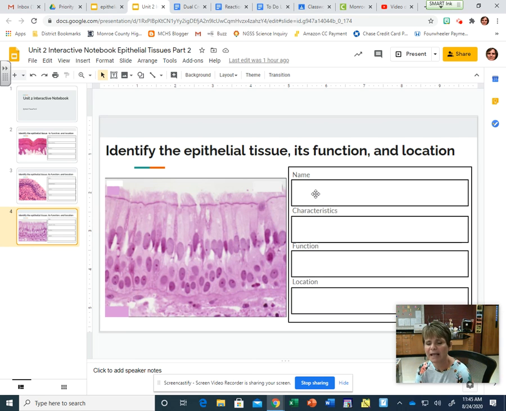Don't forget, I need the name. I need you to give me the characteristics that you use to identify it. Tell me what does it do, and give me one place where you can find it.